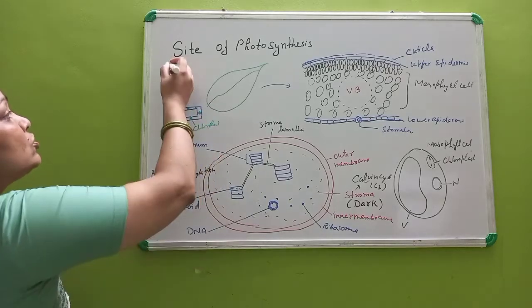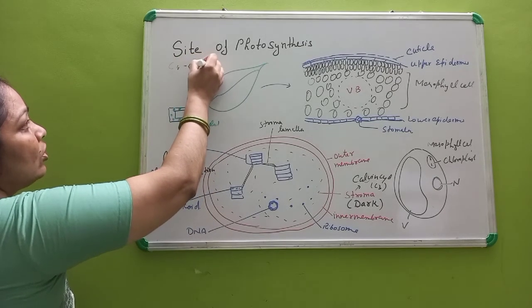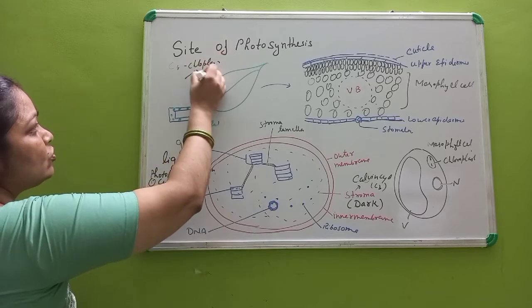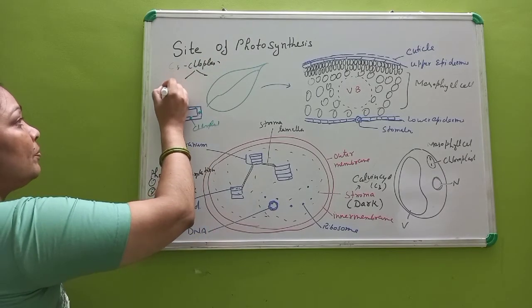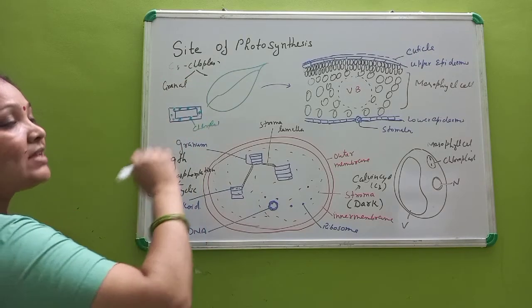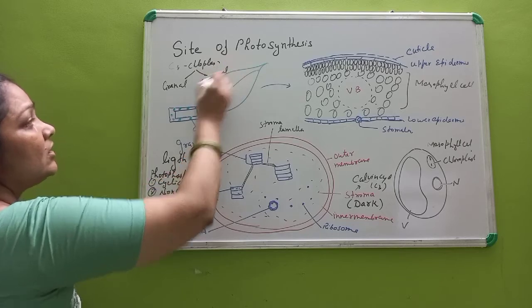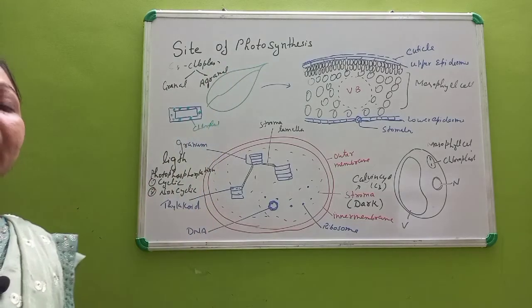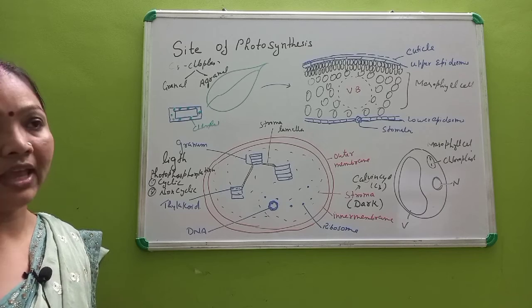Now children, the chloroplast in C4 plants, what C4 plants are we are going to study later on. In C4 plants, the chloroplast is of two types. One is called granal chloroplast and the other is known as agranal chloroplast. The difference between granal and agranal we are going to study when we study the C4 cycle.